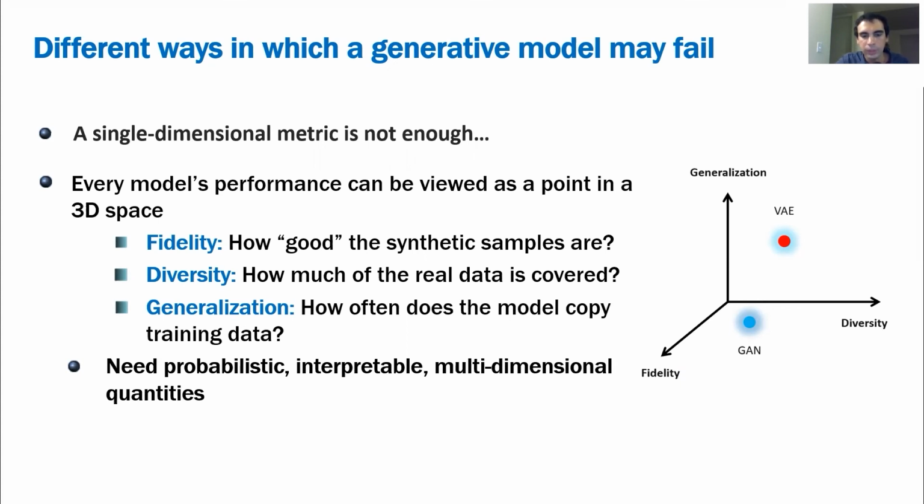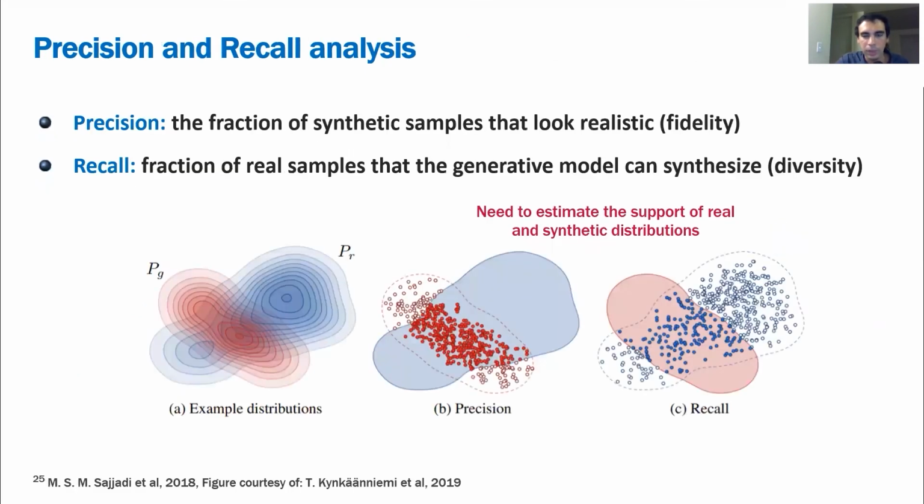And it would be useful, for the sake of model diagnosis and model comparison, to have probabilistic, interpretable quantities as the performance metrics. So a number that we can look at and understand what it means and can compare across different data sets for different models. Something that's analogous to model accuracy or area under the receiver operating characteristic curve in discriminative modeling.